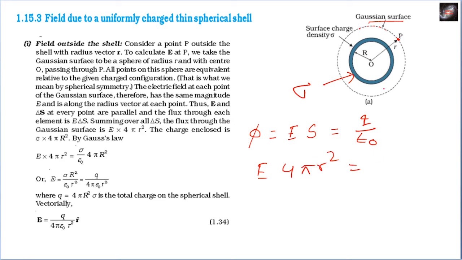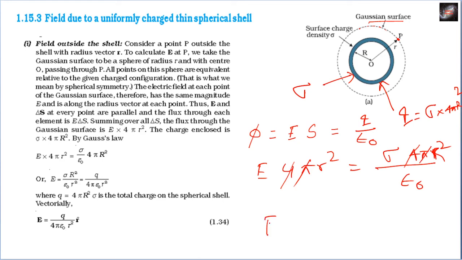What is Q? Q is the charge. The charge per unit surface area is sigma. So what is the total surface area here? This is 4 pi R square. So in place of Q, we replace sigma into 4 pi capital R square divided by epsilon naught. Here you can easily cancel those two. So the value of E from these expressions, we will get sigma into R square divided by epsilon naught into r square. So this is the electric field.